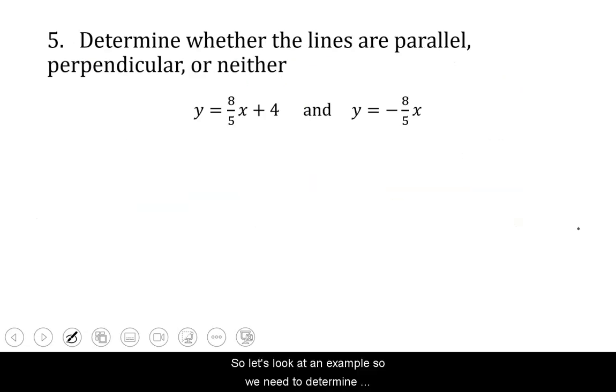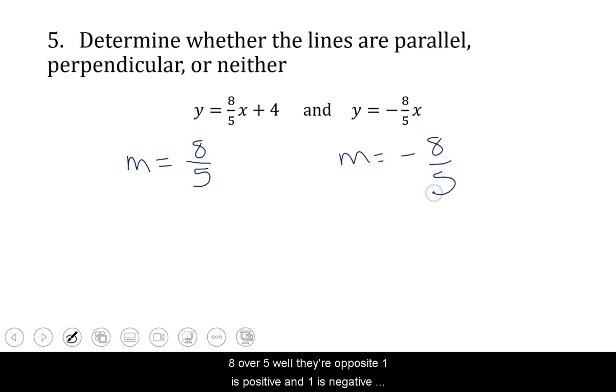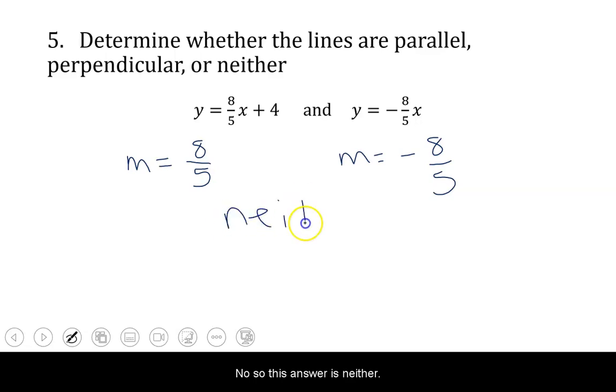So let's look at an example. We need to determine whether the lines are parallel, perpendicular, or neither. So look at your slope. That's how you can tell, just using that slope number. When y is by itself, the number in front of x is my slope. So this first linear equation, slope is 8/5, and the second one is negative 8/5. Well, they're opposite. One is positive and one is negative, but is one the reciprocal where it's flipped? No. So this answer is neither.